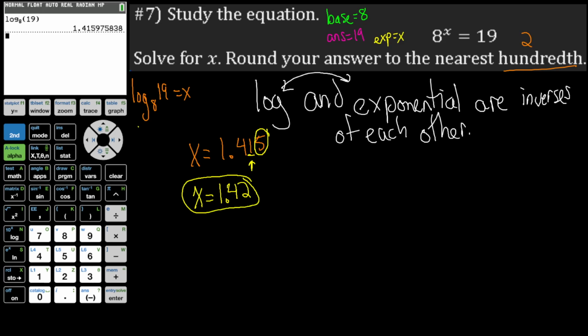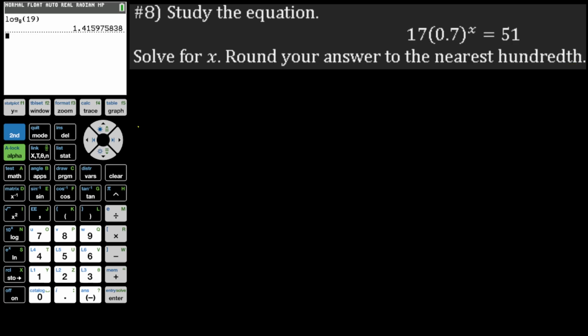Okay, moving on to the next one. For number 8, it gives you an exponential function. So it says study the function as 17 times 0.7 to the power x equals 51. Solve for x and round to the nearest hundredth. So again, let's do some setup like this. I have 17 times 0.7 to the power x equals 51. Let's write that a little bit better.